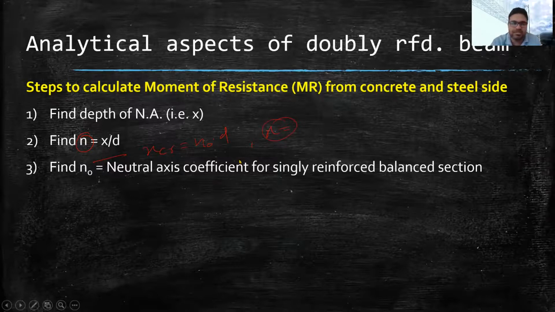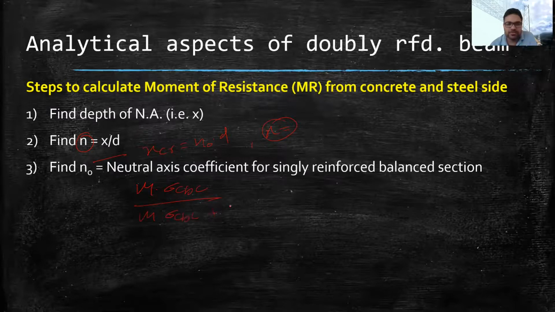I have already discussed. So first we will find out the x value, and then we can find out the n value by using this relation, x by d. Then we can find out the n naught value. n naught is basically the neutral axis coefficient, and the formula for this n naught is m into sigma CBC upon m into sigma CBC plus sigma ST.